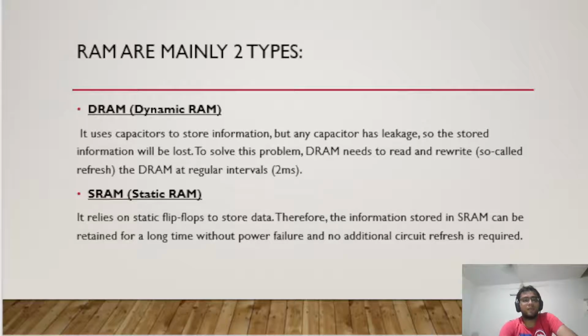Here mainly there are two types of RAM, DRAM and SRAM. DRAM is called dynamic RAM. What is a dynamic RAM, or what is a DRAM? It uses a capacitor to store information. If any capacitor gets leakage, the stored information will be lost. To solve this problem, DRAM needs to be refreshed, or you can say a read and rewrite operation is needed on it at a regular interval of time. The time interval is 2 milliseconds.